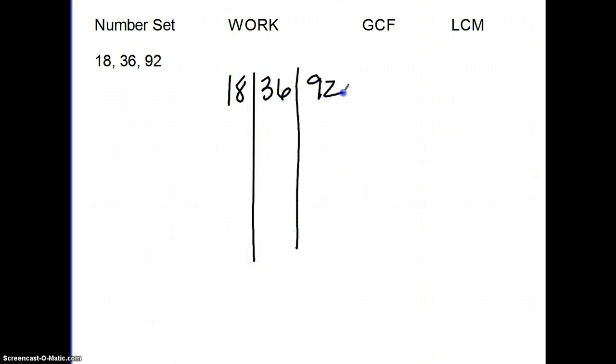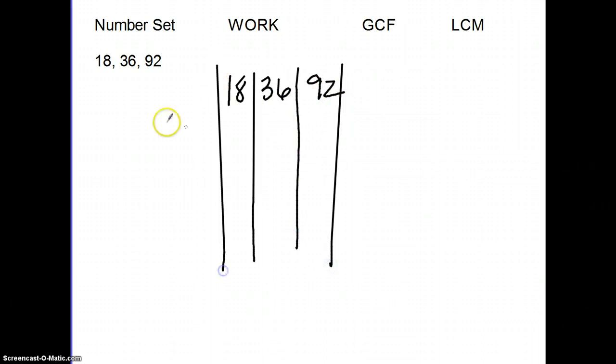Alright, one more prime factorization left. This is part 2 of the video for Math 7, Test 2A. So I have 18 and 36 and 92. And what prime number goes evenly into all those? I'm going to start with 2.